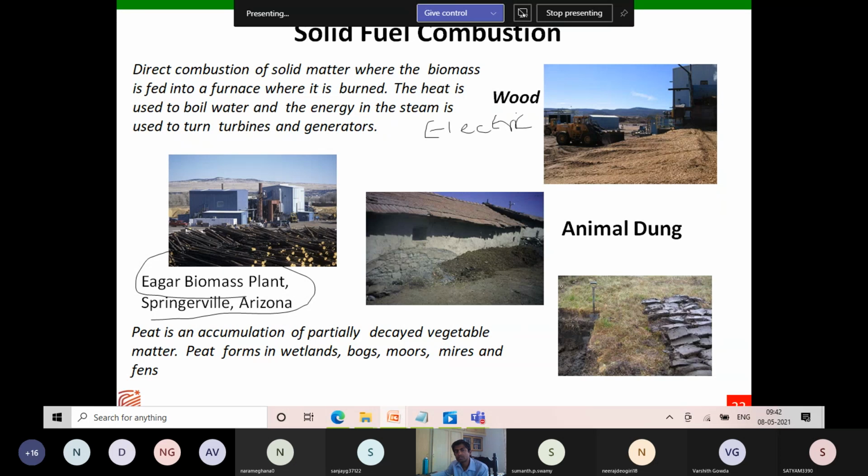So animal dung is also a solid waste, which is utilized in the biomass plant, which converts the input into suitable biomass fuel, and this fuel can be utilized in getting heat energy. You can look into wetland, bogs, moors, mires, which are all almost the same.